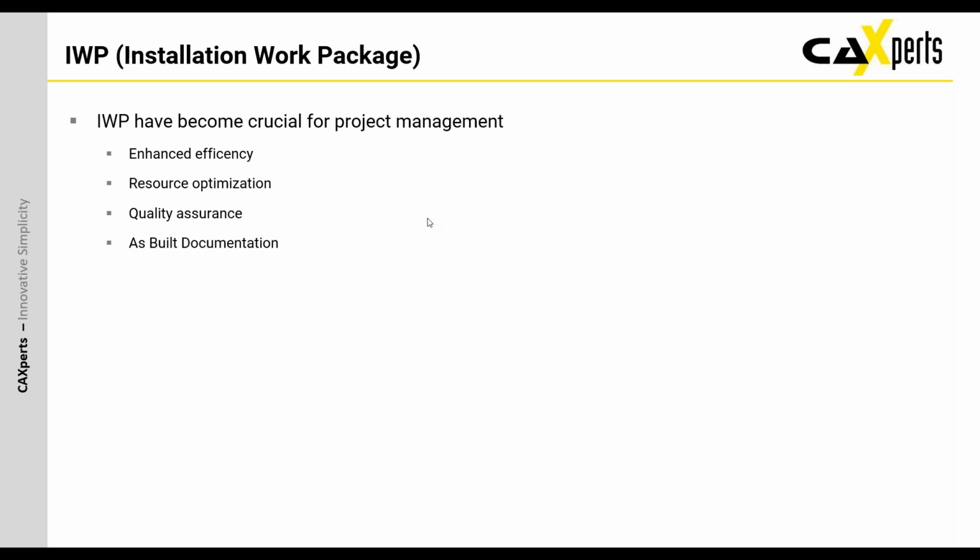We also have resource optimization. Since IWP emphasizes the right allocation of resources, this includes labor, equipment, and materials, and therefore it minimizes idle time and resource shortages, since we know ahead of time what is needed at what point. And this, of course, reduces the risk of delays.